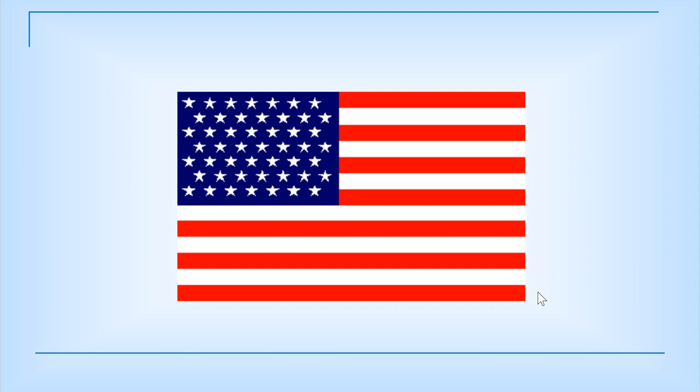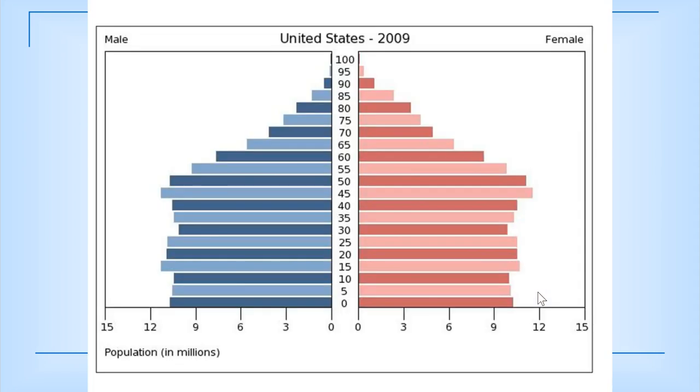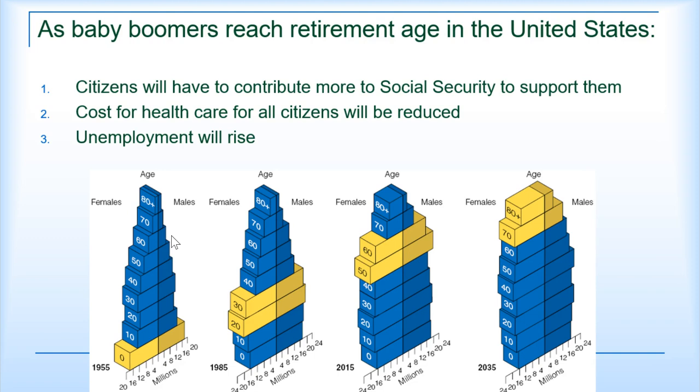All right, the U.S. Okay, our population in 2009, whoa, we have this kind of huge thing. This is the baby boom generation. This is that post-World War II generation. And this is the echo of that generation. All right, so as baby boomers reach retirement, there are a bunch of them. What we will find is citizens will have to contribute more to Social Security to support them. The cost for health care for all citizens will be reduced, or unemployment will rise. Well, on the plus side, unemployment will actually not rise because they're all retiring and there's a bunch of them. So that means more jobs.